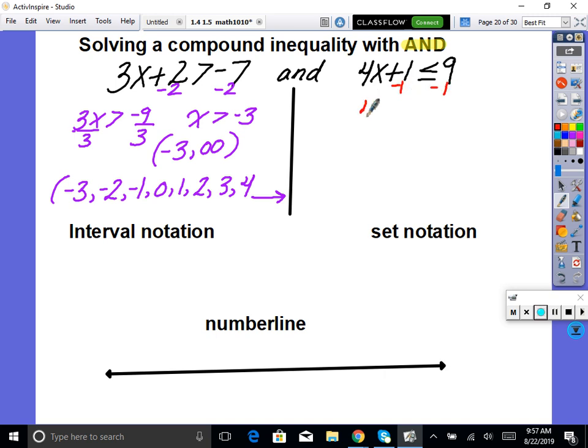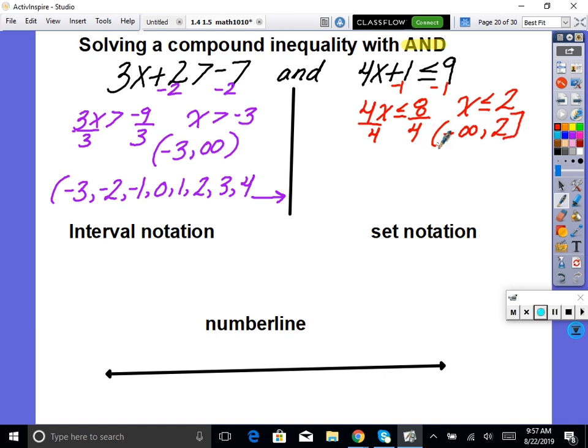-1, 4x is less than or equal to 8, divide by 4. So x value is less than or equal to 2. Once again, let's write that in interval notation. Notice it's pointing to -infinity. So it's going from -infinity up to 2, and then it stops, and it's including 2.